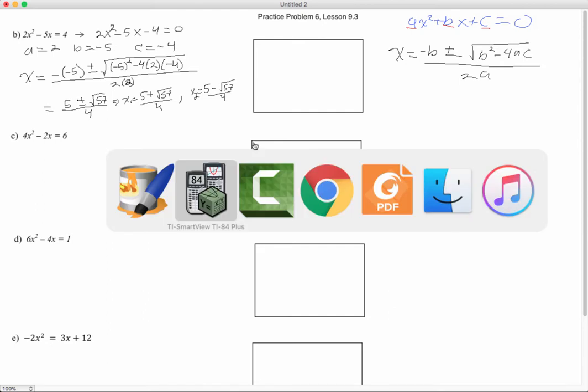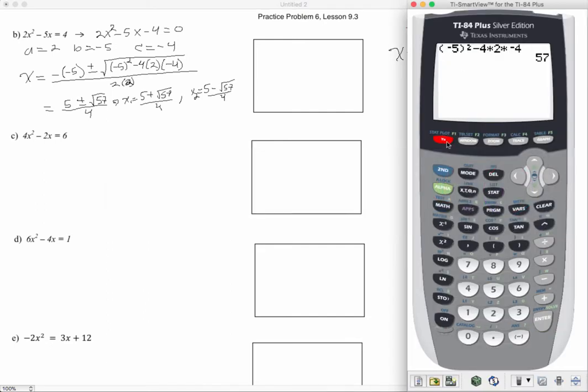So go to the y equals, clear out all the craziness in y1, and we will put in 2x squared minus 5x minus 4 into y1. We'll hit a zoom and a standard and see if that works. See if we see our 2 points of intersection. By Jove, we do. It's looking good.